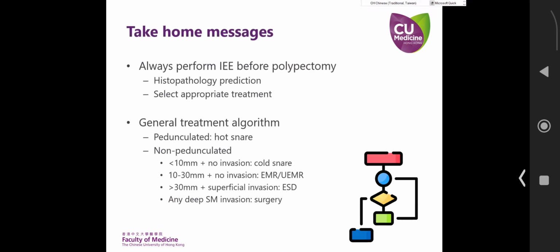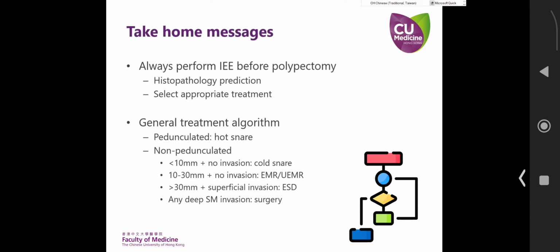be a deep lesion. So just some simple take-home messages. First is always perform IEE before polypectomy, even if this is a small lesion, because it will help you first predict the histopathology and then guide you for the best treatment. Secondly, this is a kind of summary, although there must be some individual variation, but the general algorithm is that if we see a pedunculated lesion, most of the time go for hot snare, but if we see sessile or flat lesions, then we need to determine two factors. First is the size, secondly is any invasion.